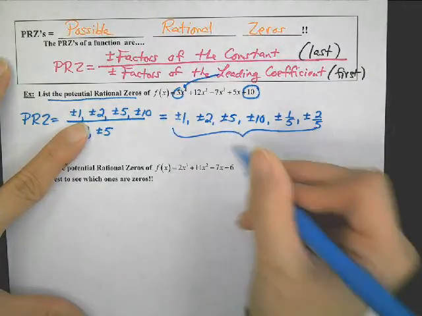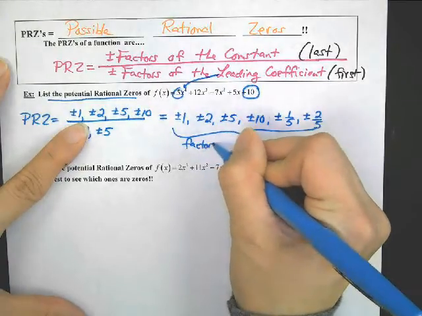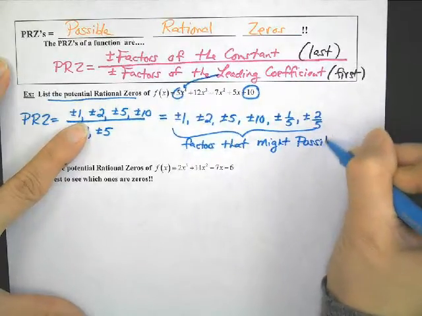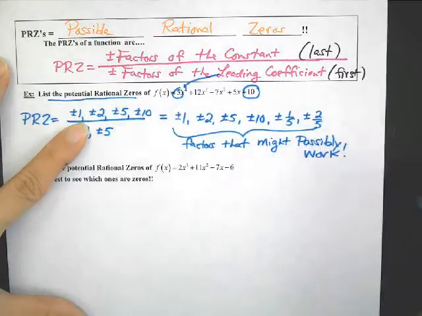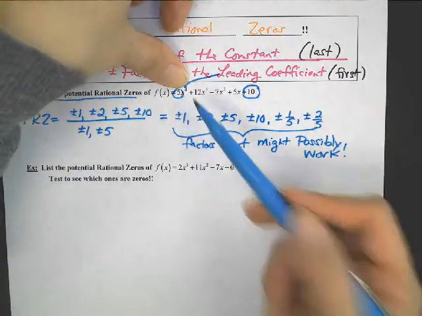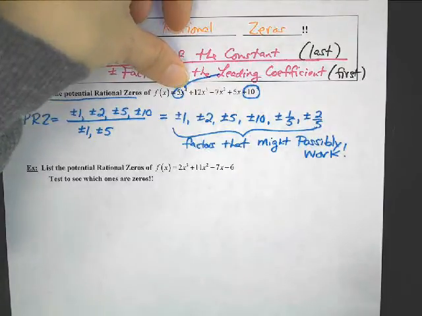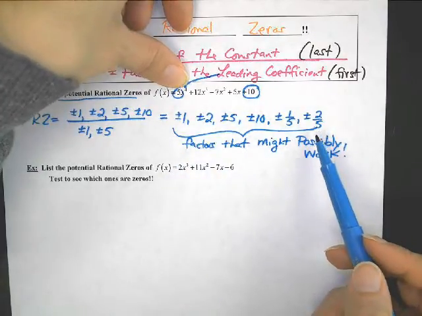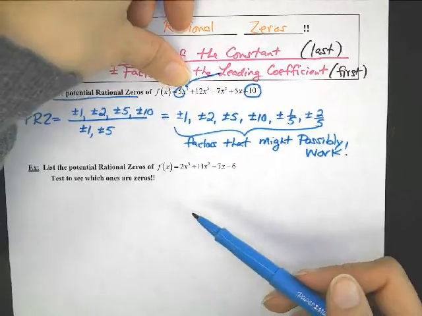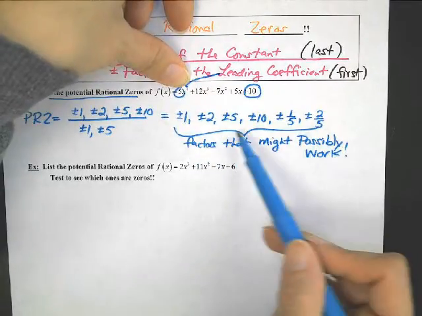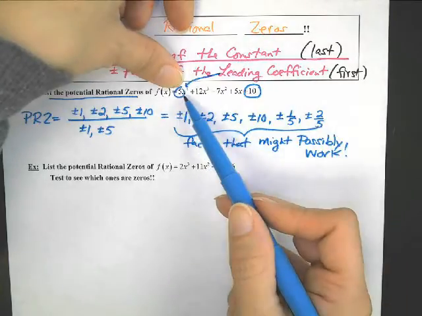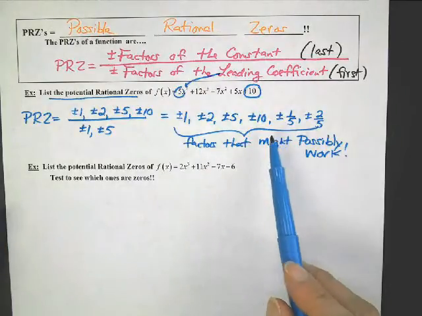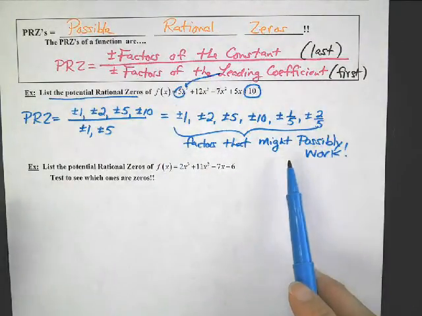These right here are factors that might possibly work. Okay? Now this is a 5x to the 4th. How many x-intercepts could he have at most? He could have 4 x-intercepts. So all of these are not going to work. But if you're going to start trying numbers, these are the ones that might work. Would 3 work? No, 3 would definitely not work. He's not even in the list of possibles. Sometimes lots of these numbers work. Sometimes none of these numbers work.